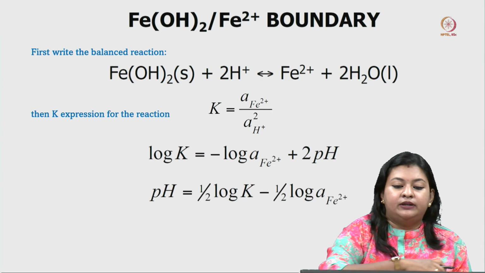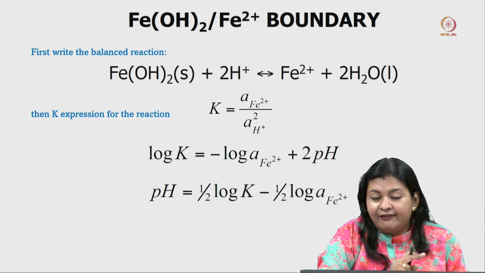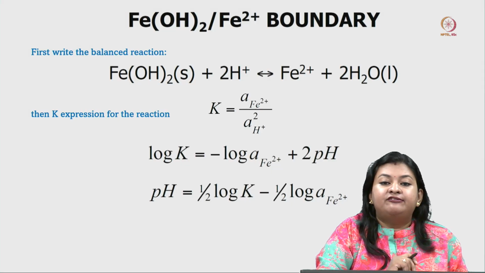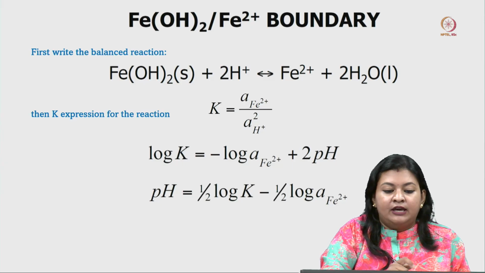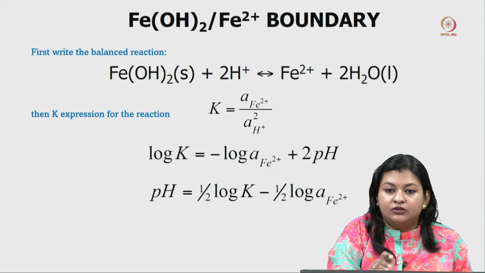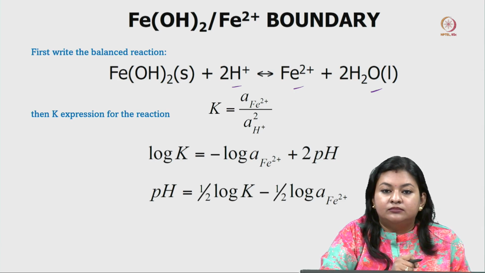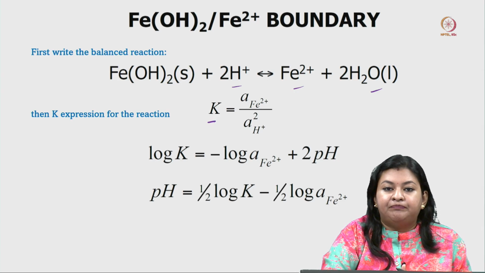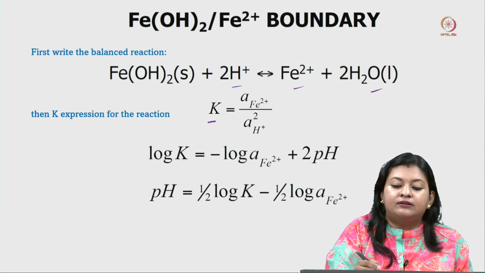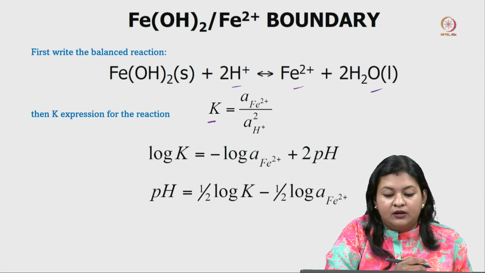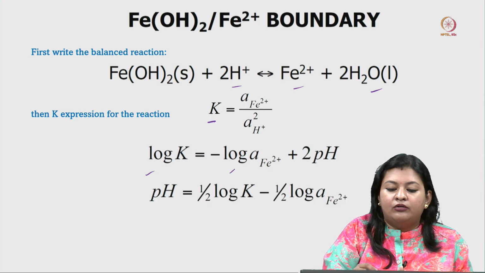Next, let us see another boundary. Let us see the FeOH2 and Fe2 plus boundary. We are going to draw many such boundaries, okay, with the species. So, again first we write the balanced reaction: FeOH2 in the solid form, plus 2H plus will give Fe2 plus plus 2H2O. Next thing that we do is we write the K value. So, we write in terms of K. K is equal to A of Fe2 plus divided by A of H plus whole square. Log K is equal to log of A of Fe2 plus plus 2 pH.